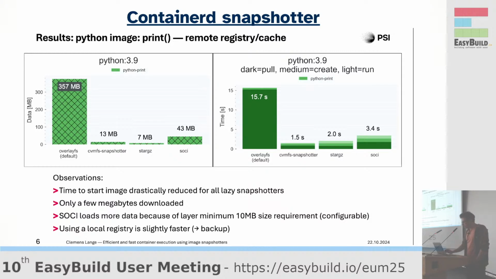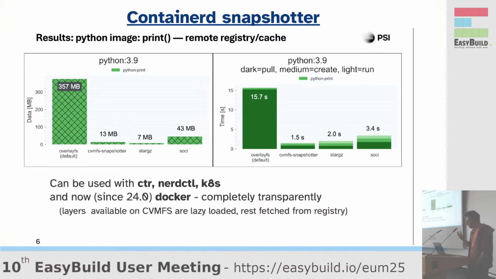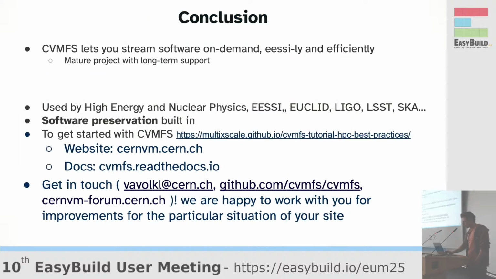This is a very attractive idea and can be used with different tools, also Kubernetes, and since very recently also Docker. And I think it works very nicely because it's completely transparent. Once you've set up containerd and the CVM-FS snapshotter, all of the layers that you can find on CVM-FS are lazy loaded, and the rest is fetched from the registry. So it never tells the user, okay, this doesn't work. It's always working, and it will speed things up if possible.